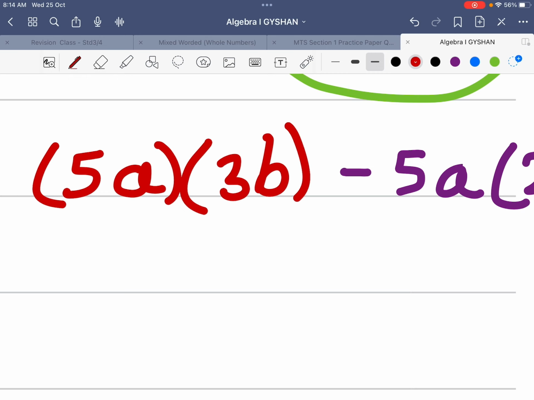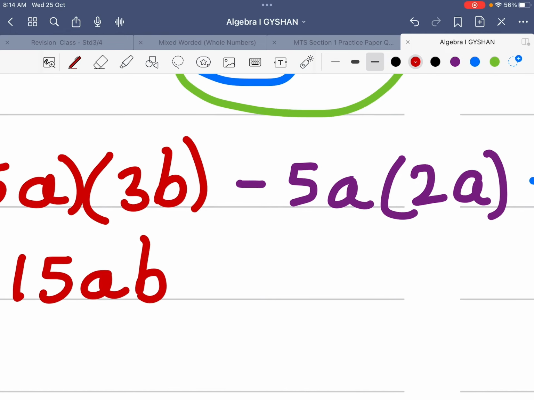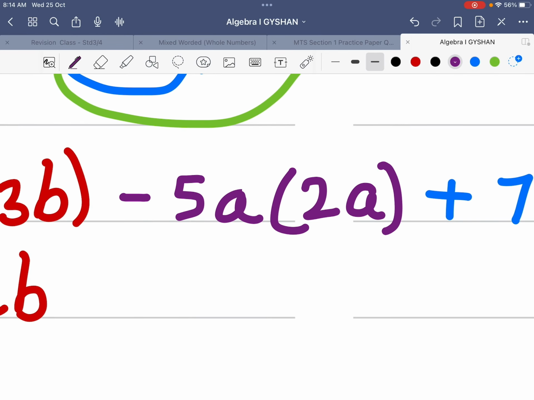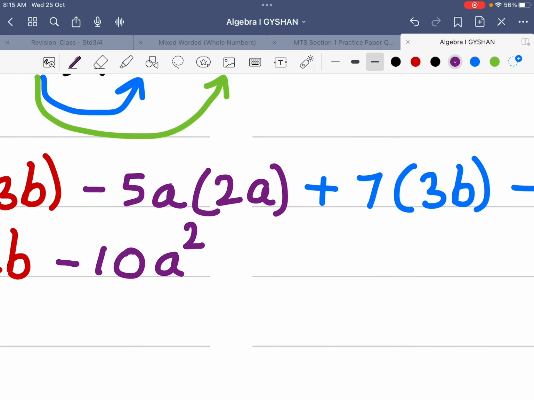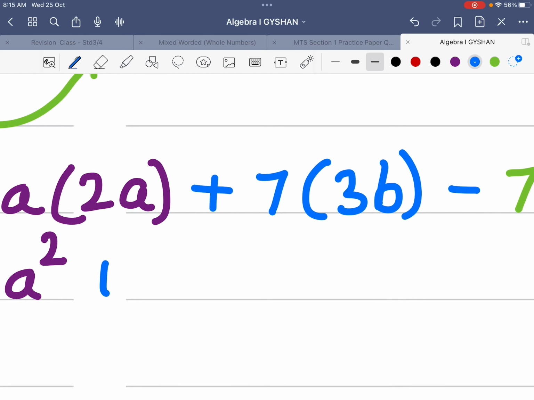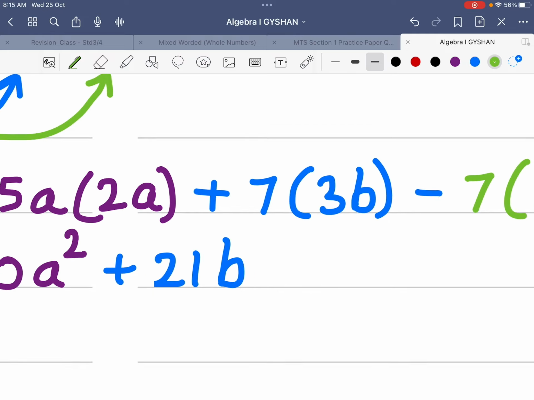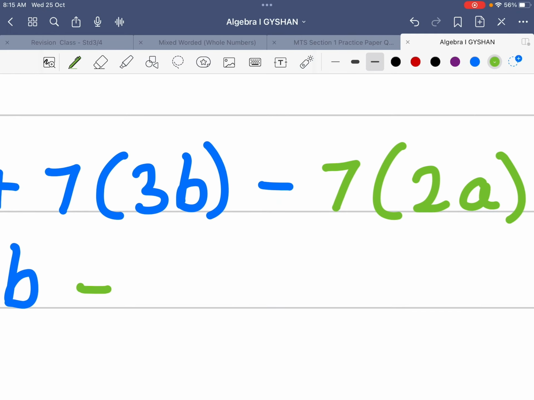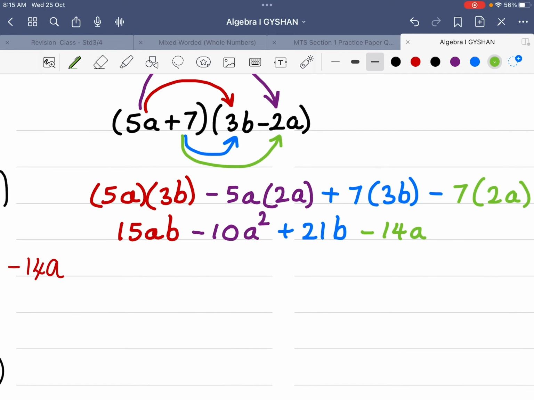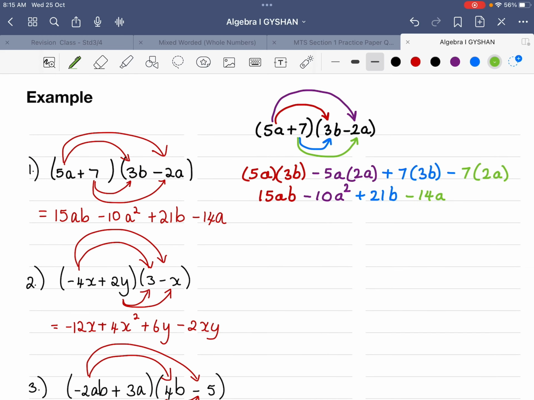Five times 3 is 15, so that's 15AB, followed by minus 5 by 2 is 10, so that's minus 10, and A by A is A squared, followed by 7 3s at 21, so that's 21B, and minus 7 2s are 14, so that's 14A. And that is your answer. And we can compare this to this answer here, which is identical.